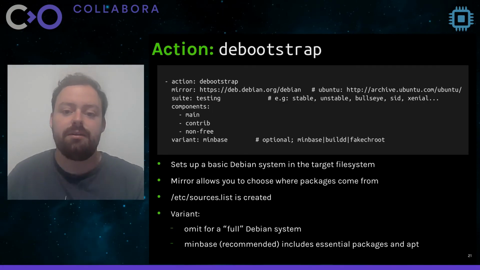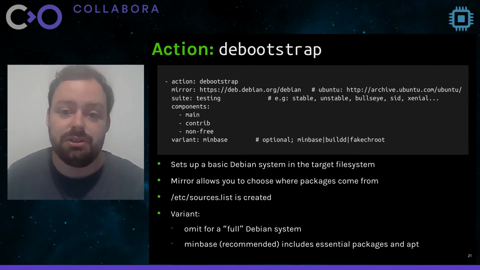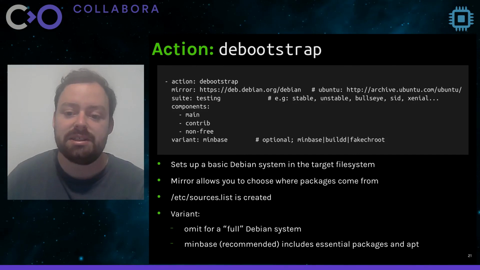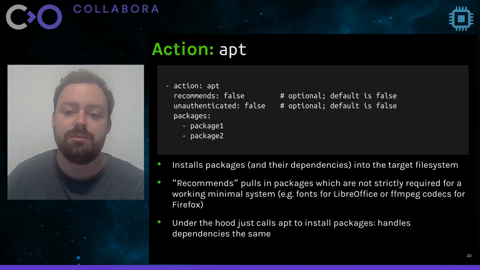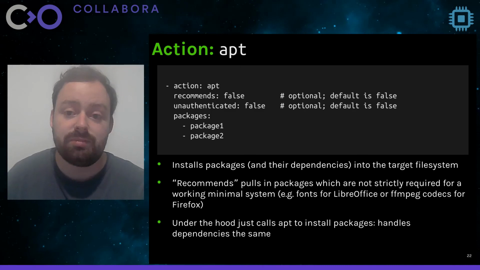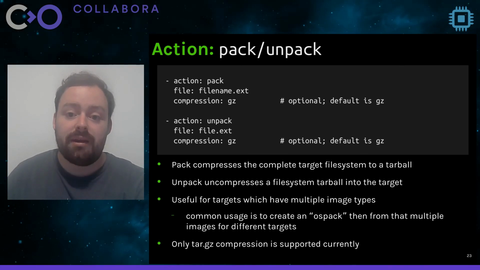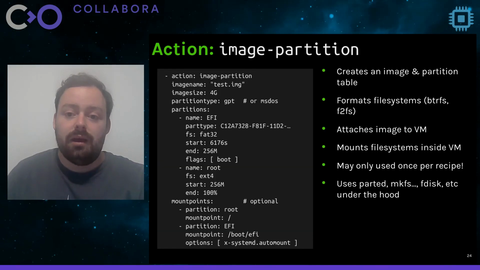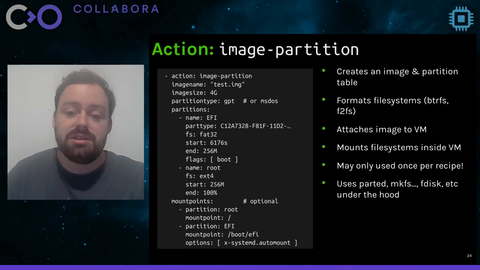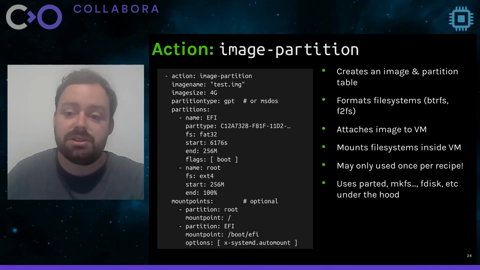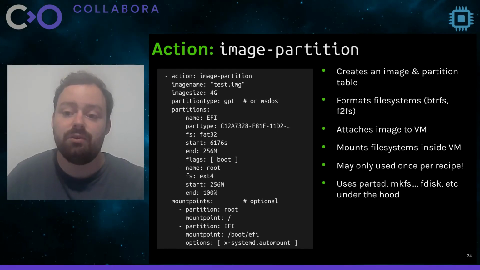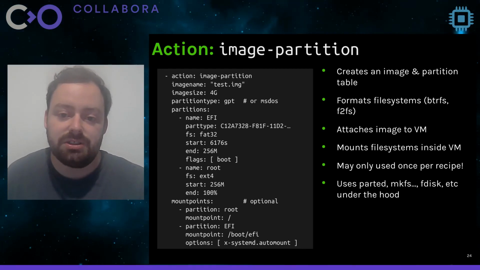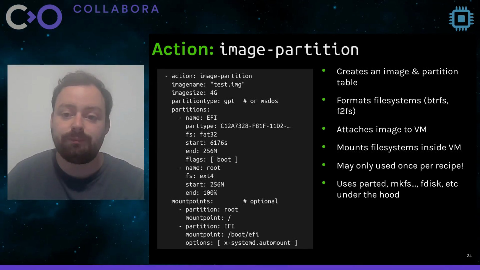So then Debos has a bunch of actions which you can use to create your operating system. We've got the debootstrap action, which sets a basic Debian system up in the file system. We've got the apt action, which installs packages. We've got the pack and unpack action, which pack and unpack tarballs. Image partition uses some tools on the operating system to create an image partition table and format file systems. And it's very comprehensive, the partition layouts that you can create with this tool.